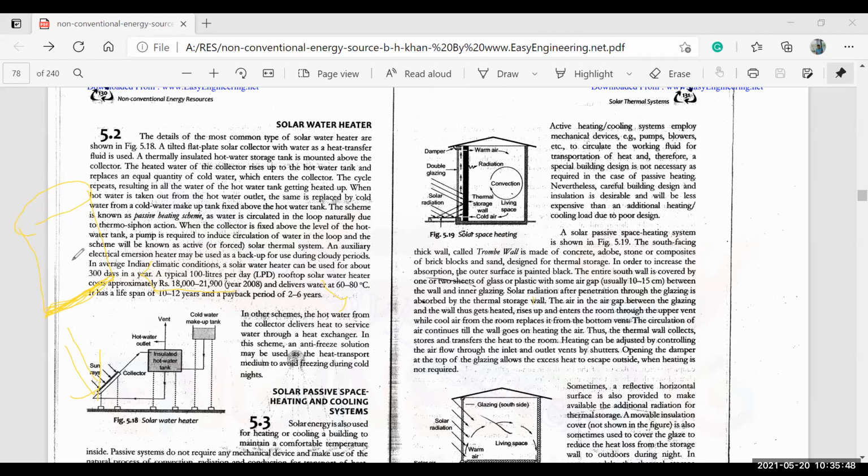So this was a simpler kind of solar heater, what we used to have earlier. It was once made, I think, by Swiss scientists or some foreigners.